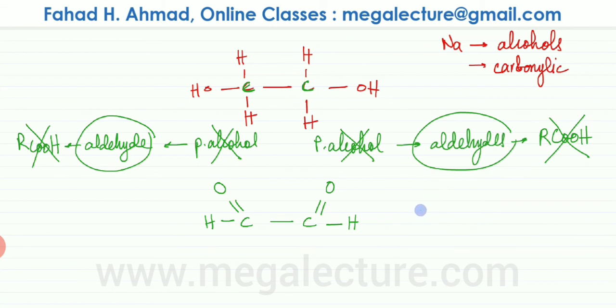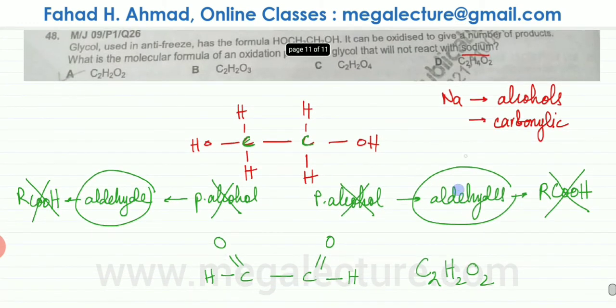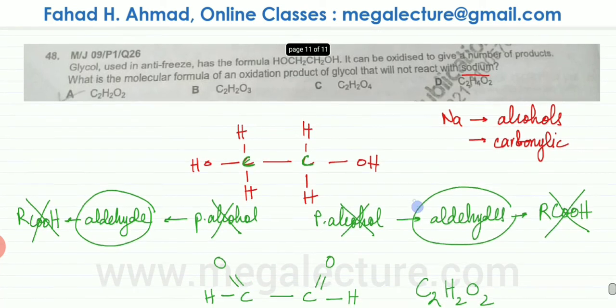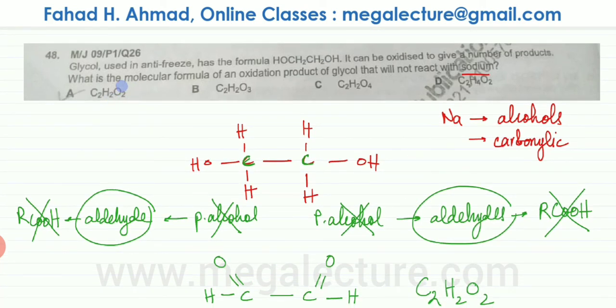And the molecular formula of this aldehyde is going to be C2, H is also 2 and O would also be 2. So this is your answer. And let's see if C2H2O2 is an option. You can look at option A. That's going to be your correct option for this question.